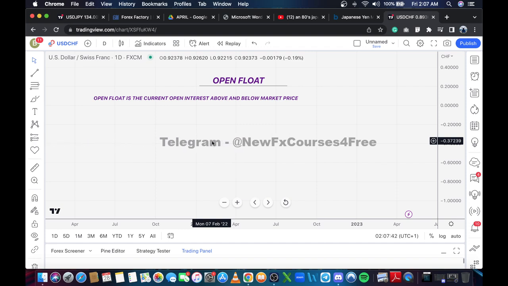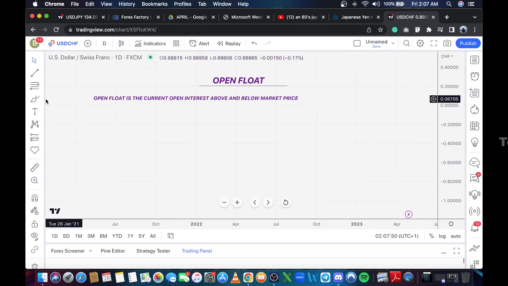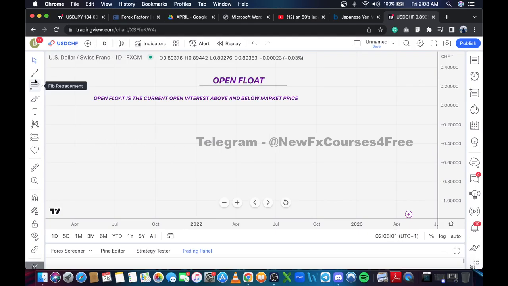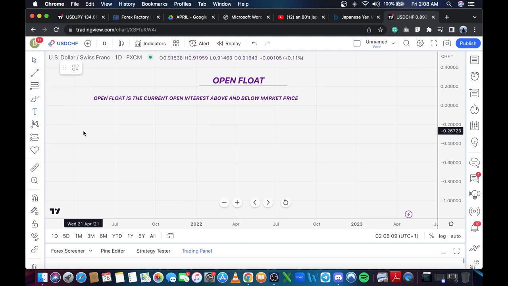Okay, so just to sum up what open float is in terms of current open interest above and below market price. Now, the reason why we use above and below market price is because that's typically where we will have a buildup of liquidity or a liquidity pool, which is external to a price range. Okay, so let's define open float for an old high in form of buy stops.